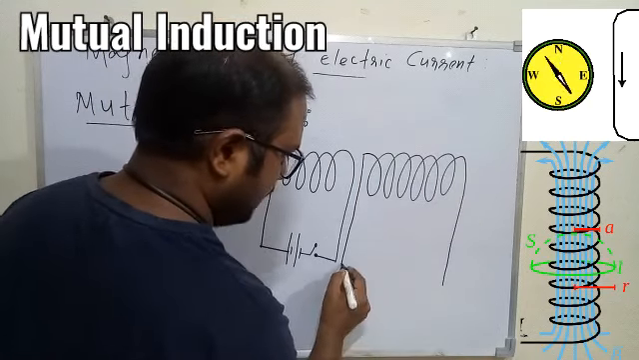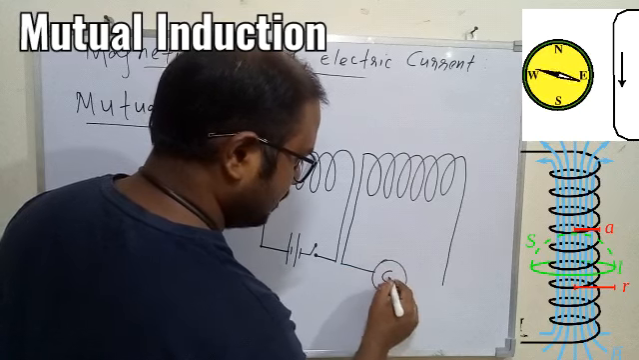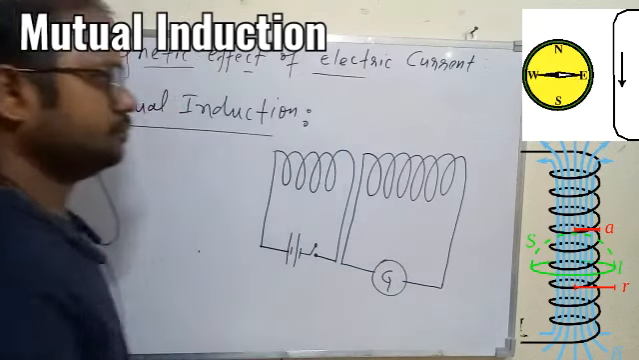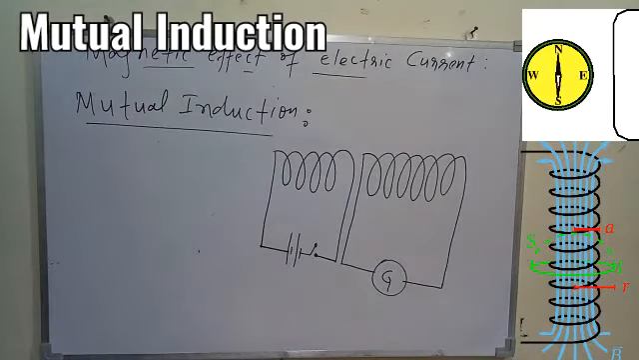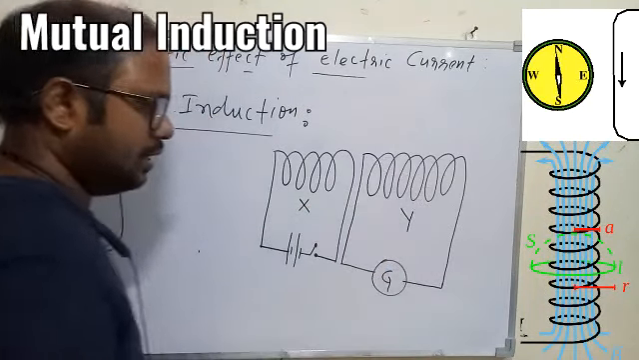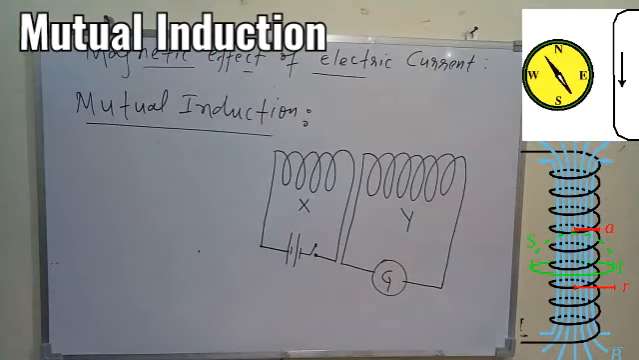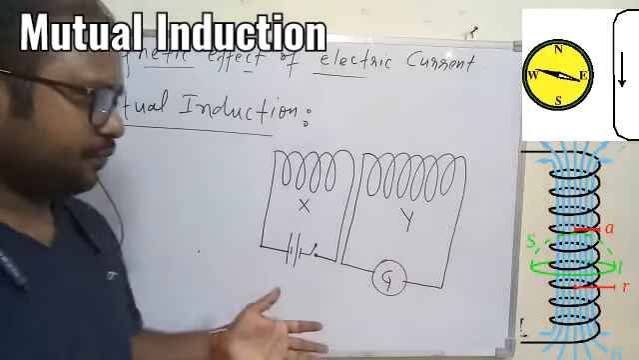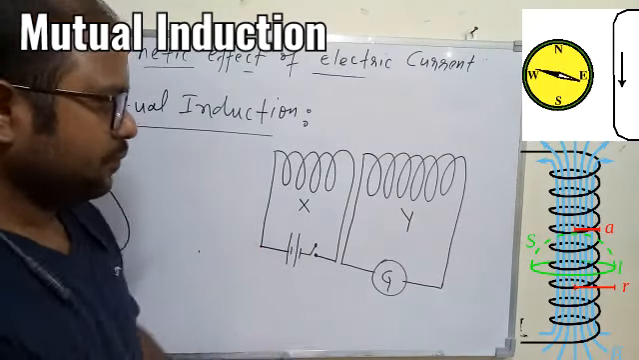Okay, and let this be just connected with the galvanometer. So let's give the names also, coil X and coil Y. So I hope the setup is clear to you. We need to have two different coils.